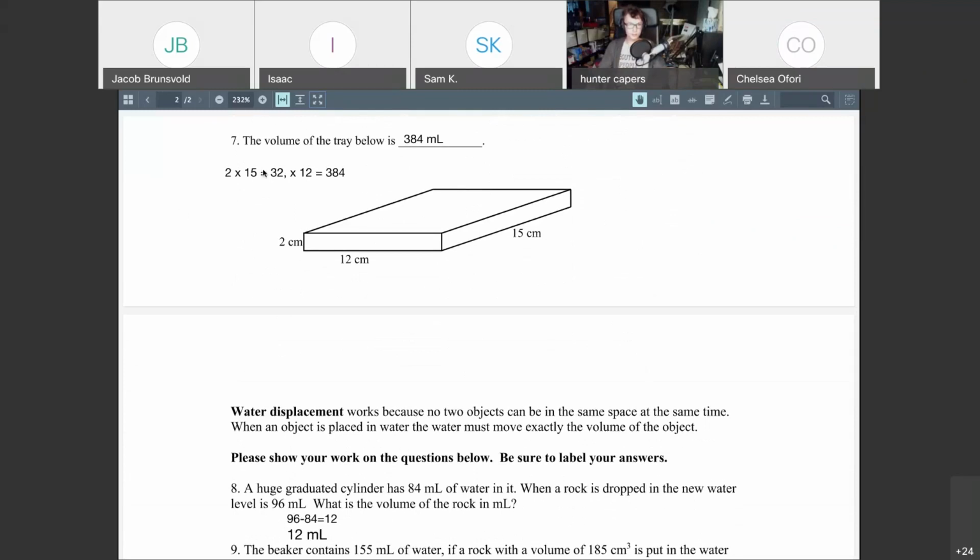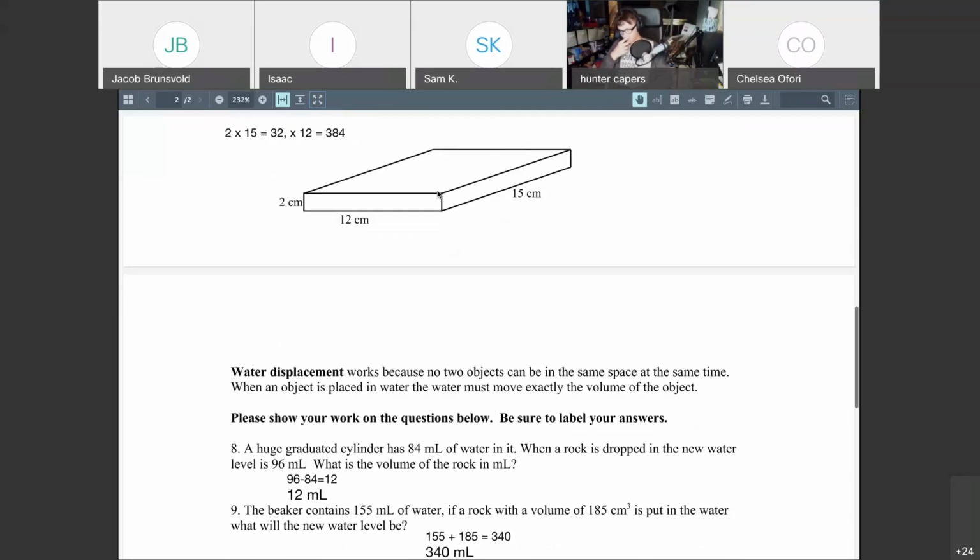Yeah, 2 times 15 isn't 32. That's true. So 2 times 15, what is that? 30. 30, yep. And then 30 times 12 will get you up to 360. So for the units on this one, remember that centimeters times centimeters times centimeters is centimeters cubed. But centimeters cubed is the same thing as milliliters. So you're still good there.